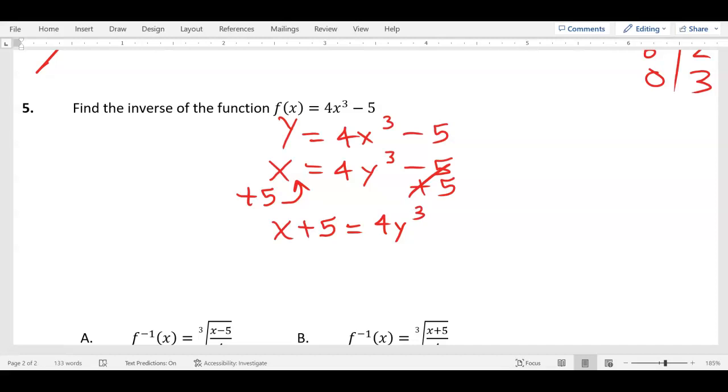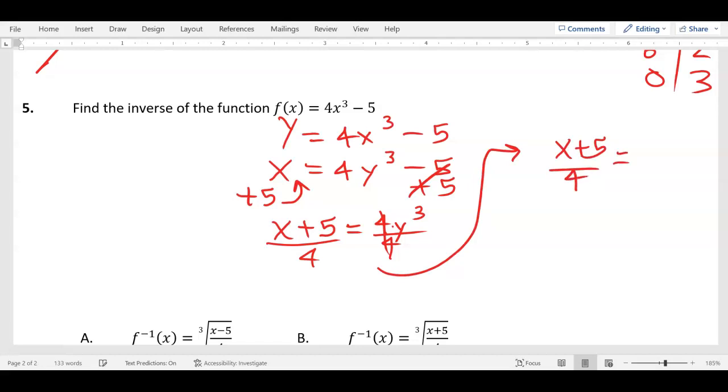Next point is really important. Don't get rid of the cubed. You have to get rid of the coefficient first. So you get rid of this 4 that's being multiplied by dividing by 4, dividing by 4. Now you have this big old fraction. So let's go back over here. If I have x plus 5 over 4 equals y cubed, the last step to get rid of the cubed is to do cube root.